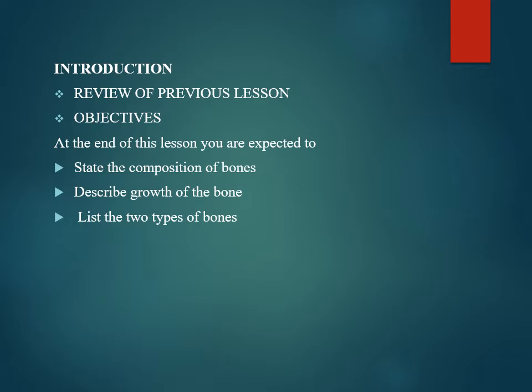So for the lesson of today, at the end of this lesson, you are expected to state the composition of bones, describe the growth of the bone, and list the two types of bones. Even as we get the structure of the compact bone, you should also draw that compact bone and make sure that you identify the different parts.